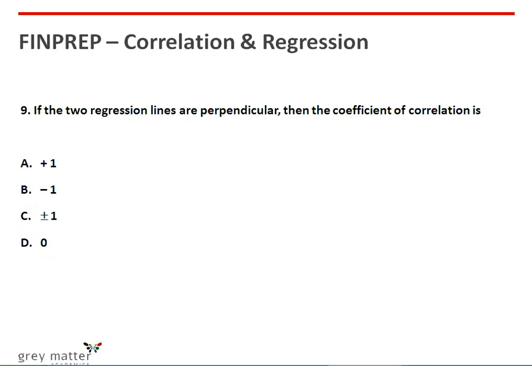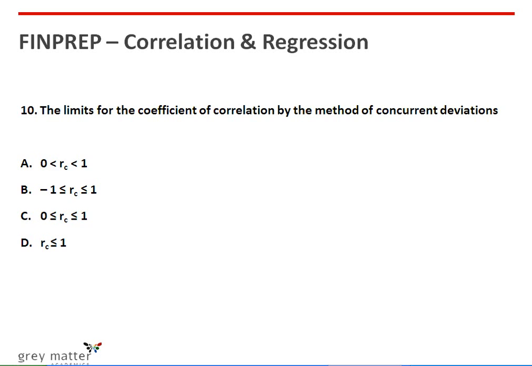Ninth question, if the two regression lines are perpendicular, then the coefficient of correlation, as per definition, works out to R, which is the coefficient of correlation, will be equal to 0. As per the PowerPoint presentation, the answer is option D, which says it is 0, or it is uncorrelated.